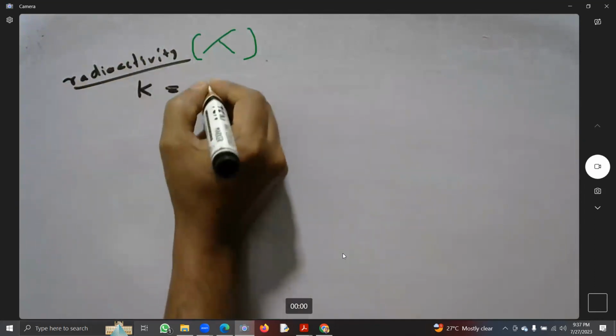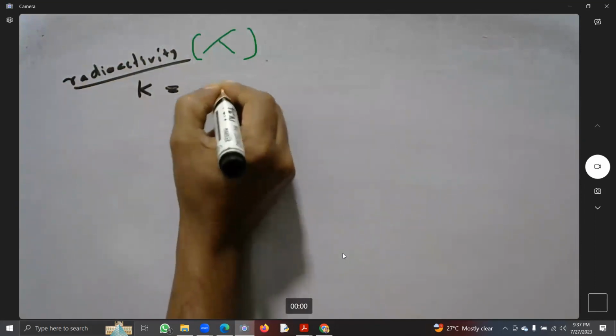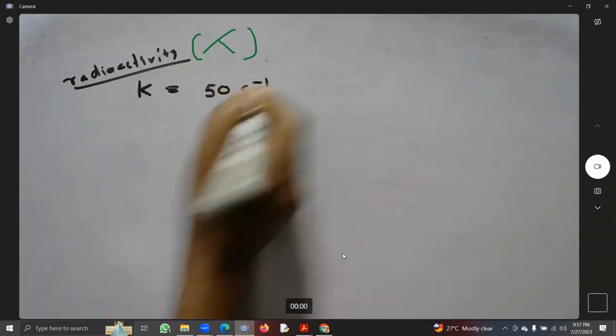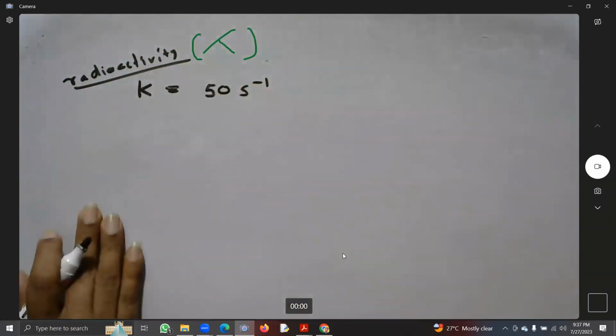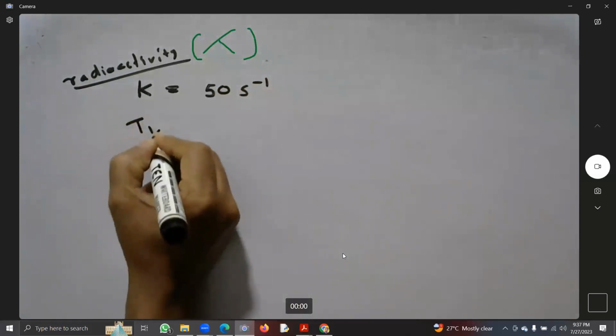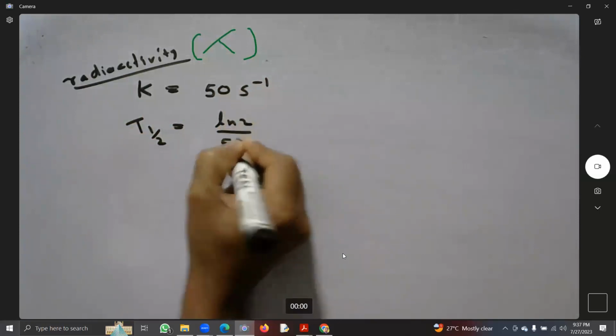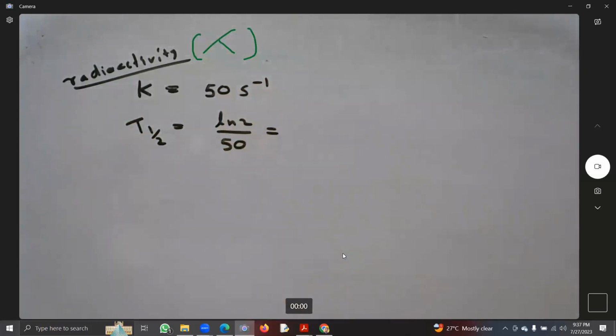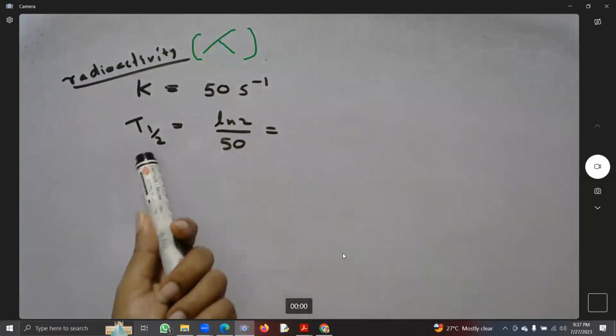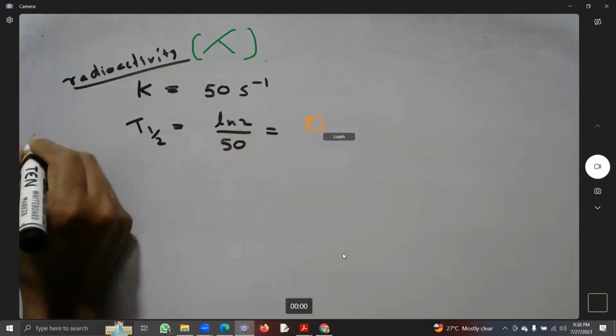I'm giving K as around 50 per second. I want to find the half-life of this substance. I know the half-life is Ln2 divided by 50. Now I get it in seconds. How much is this? Ln2 divided by 50. Now I'm finding the half-life of this radioactive substance.